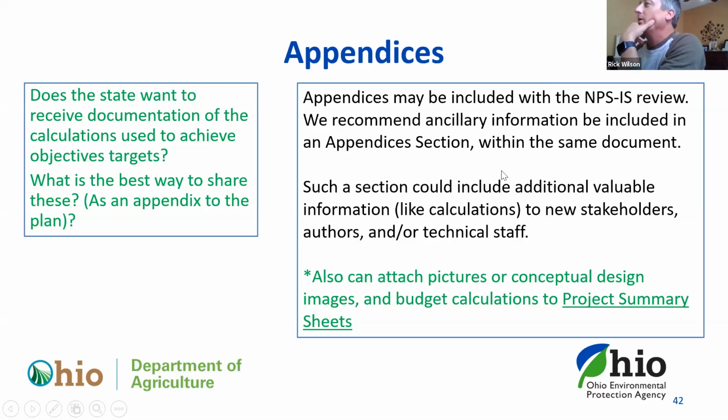A lot of folks want to know, well, do you want to see all the calculations for showing that we can meet a load reduction? Sure, that would be fine. It would help as you guys progress later down the line with new stakeholders and new people helping out with updates. That doesn't need to be in the main section of the document, but it is a useful thing for users to have access to. You can also add photos, conceptual designs, and other budget calculations to the project summary sheets, just like we mentioned before.